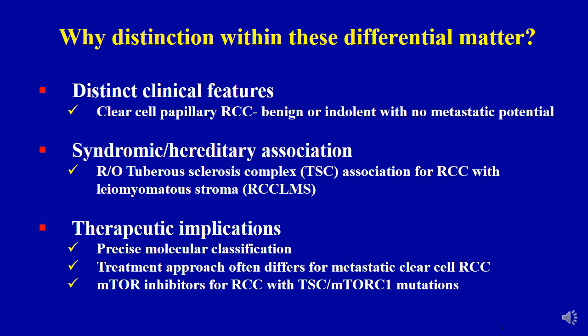And then when you are dealing with poorly differentiated and metastatic tumors, it is often very important to know whether you are dealing with a clear cell renal cell carcinoma or not, because that classification has important treatment implications. We also want to know the precise molecular classification of these tumors, and there could be potential mTOR inhibitor therapy for patients with the emerging TSC-mTOR mutation spectrum of renal tumors.